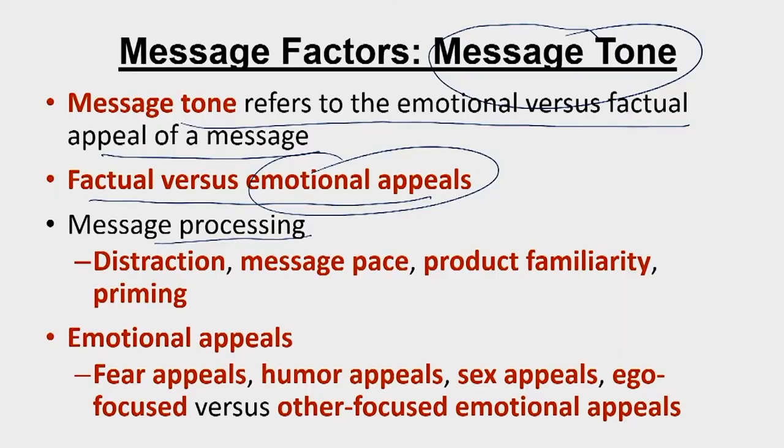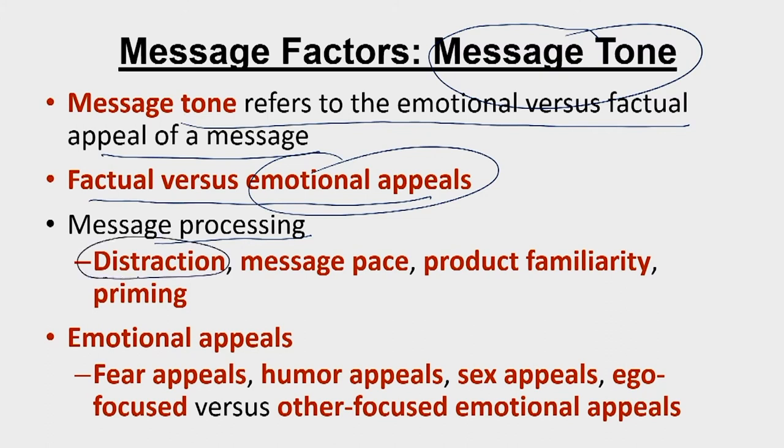But emotional appeal messages are those messages which appeal to the consumer on an emotional level, right? So those ads which have attractive models coming in or use humor or some other form of emotional appeal to make the consumer understand the ad and not process it at a cognitive level are using emotional appeals. So information-containing ads are factual messages, and those ads which bring out a positive or negative emotion in you are emotional appeals.